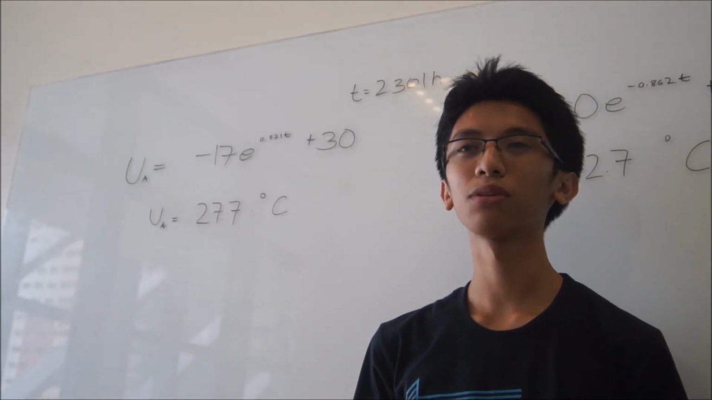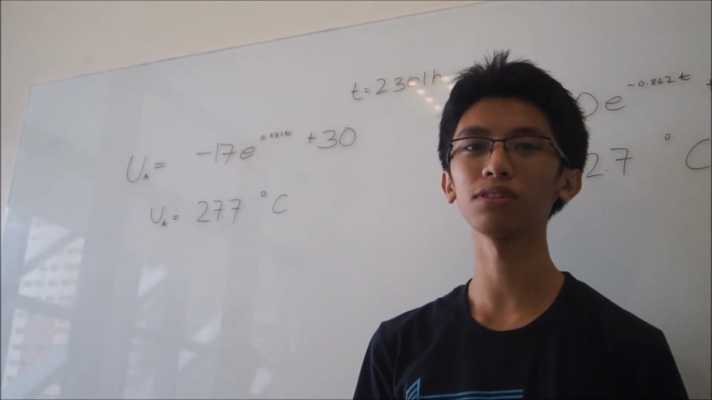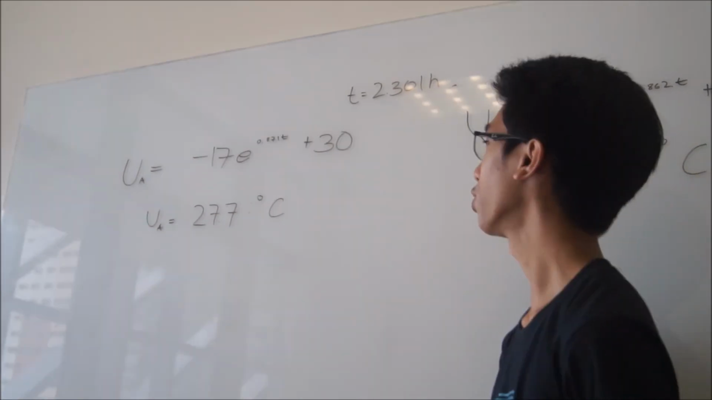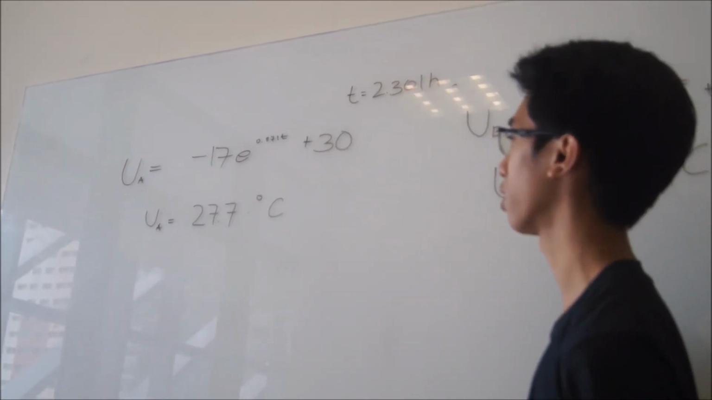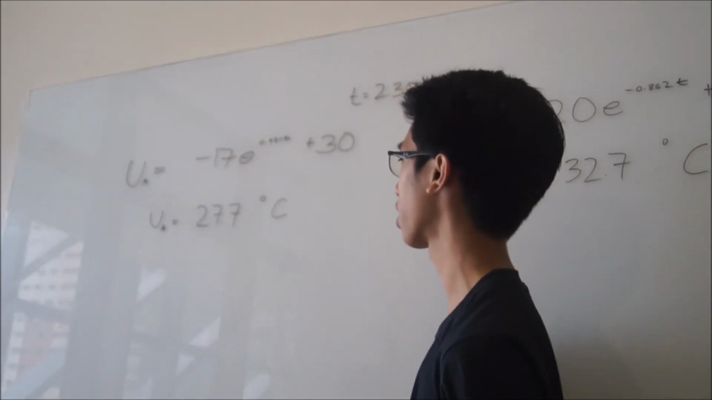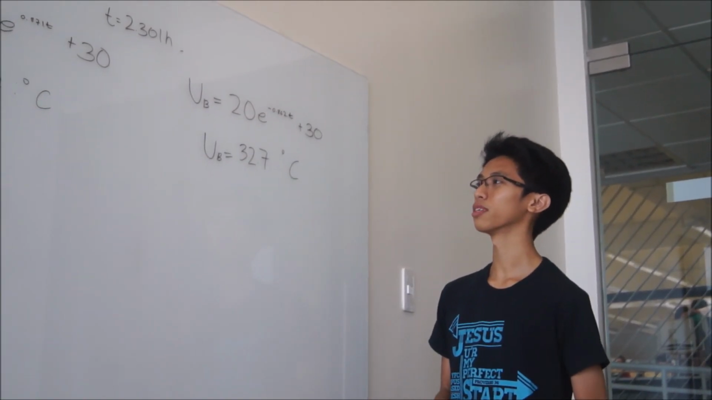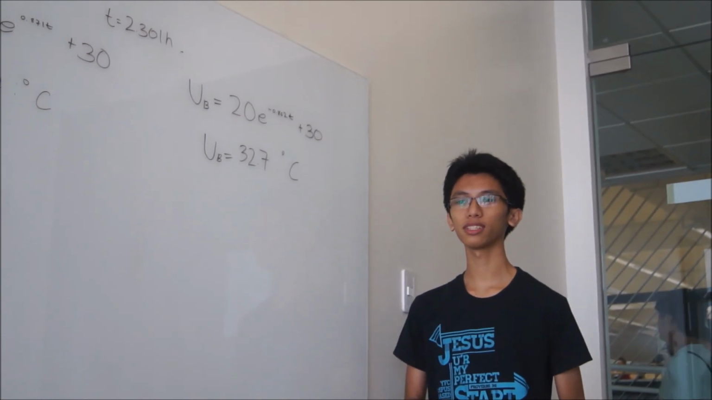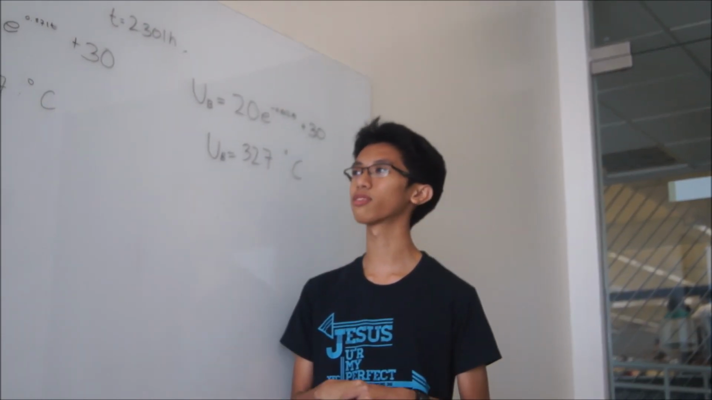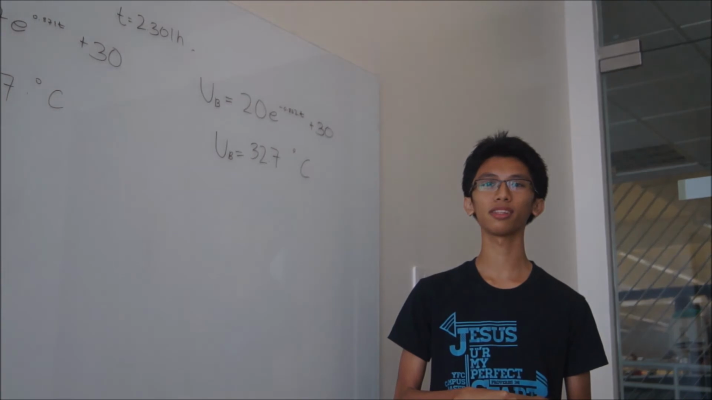To identify which is closer to the ambient temperature, we need to substitute T into both equations. For UA, when T equals 2.301, UA will be 27.7 degrees Celsius. For UB, when T equals 2.301, UB will be 32.7 degrees Celsius. So this means that UA is closer to the ambient temperature than UB.